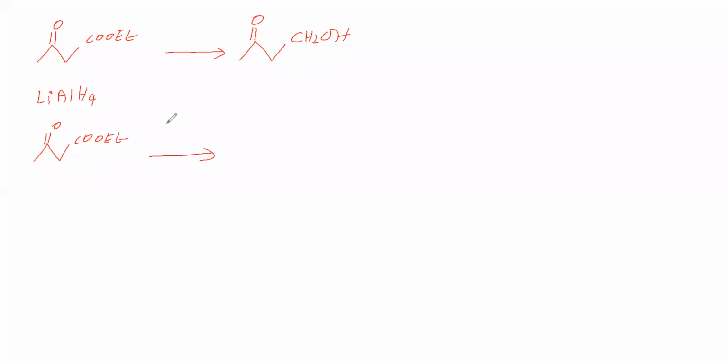This ketone is treated with a diol in the presence of dry HCl gas. What happens is the ketone is protected. The ketone becomes acetal. This is called a cyclic ketol.